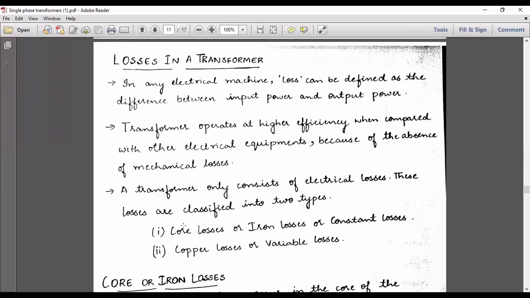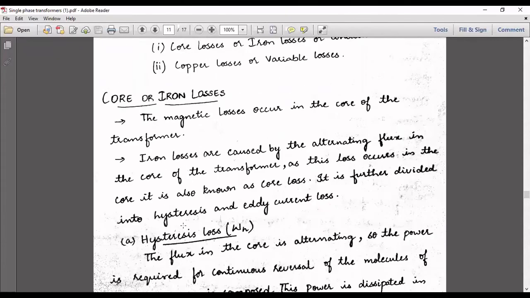So these losses are classified into two different types. The first one is core loss or iron loss or constant loss. The second one is copper loss or the variable losses. When we say core loss or iron loss or constant loss, why is it given the name core losses? It occurs in the core of the given transformer. The core is made up of a ferromagnetic material, and the losses which occur there are known as the core losses.